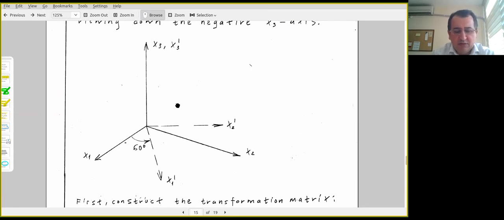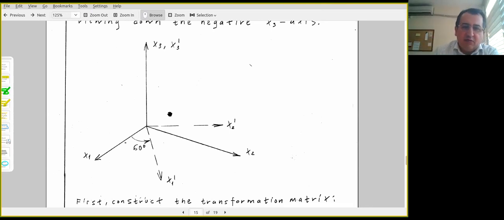What is A11 for this matrix? What is A11? Yes, Emre gave the correct answer. It's cosine 60. It is the angle between x1 and x1 prime, 60 degrees. And therefore its direction cosine is cosine 60 degrees.